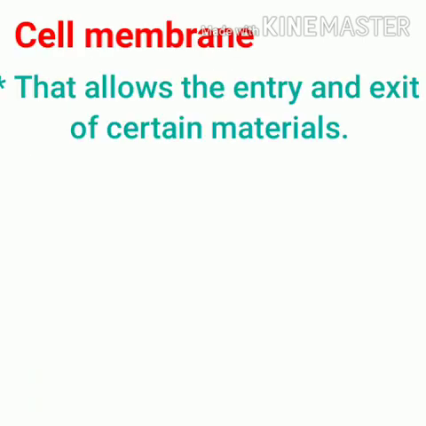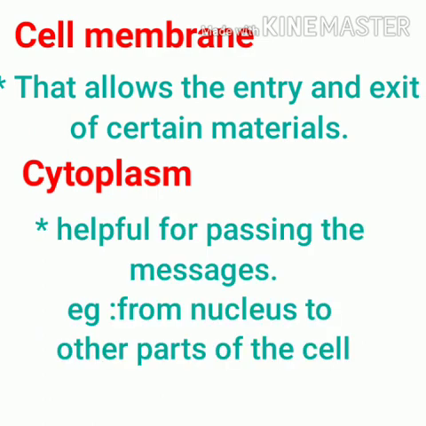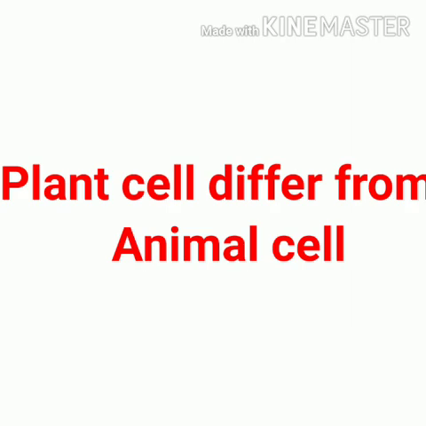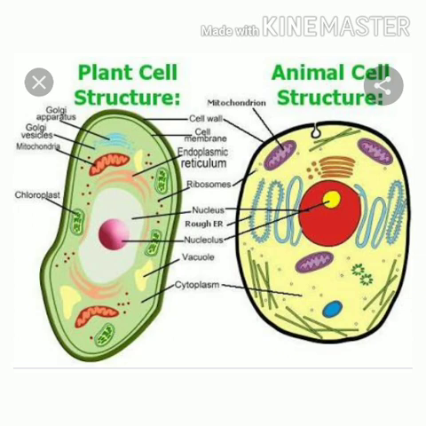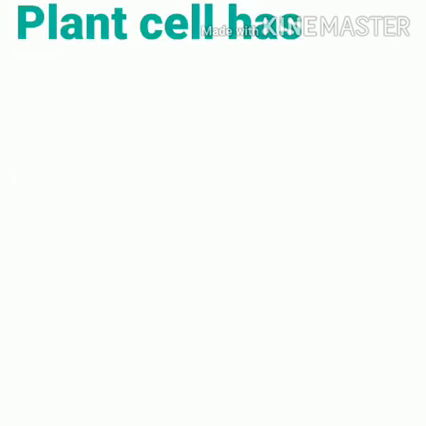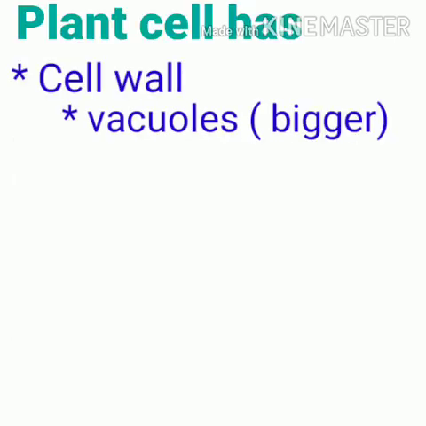The membrane allows the entry or exit of certain substances, and the cytoplasm is present for the movement of elements and passing messages inside the cell. Okay, so now here some differences are there. The plant cell is different from the animal cell. Plant cells have some extra cell parts, that is the cell wall, and the vacuoles are bigger because they store their food, but animals do not store their food, right? They just utilize whatever food they get. Okay, so plants store their food. And next is plastid.